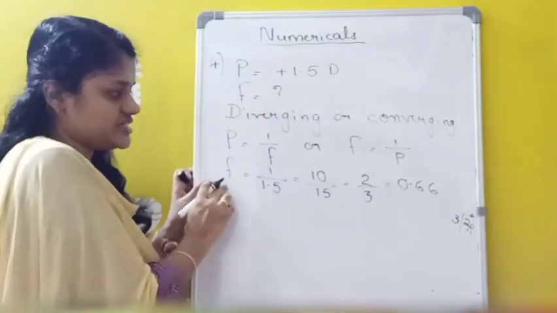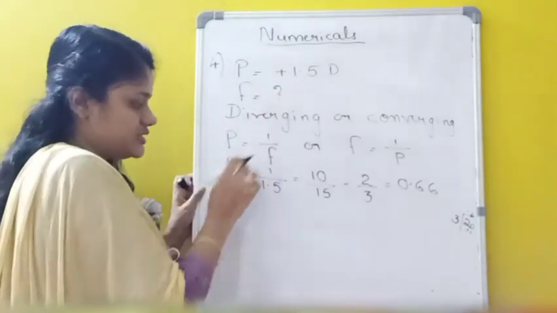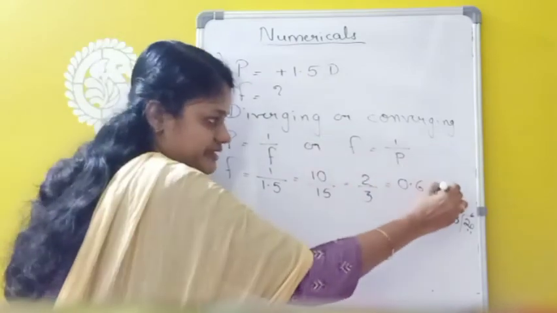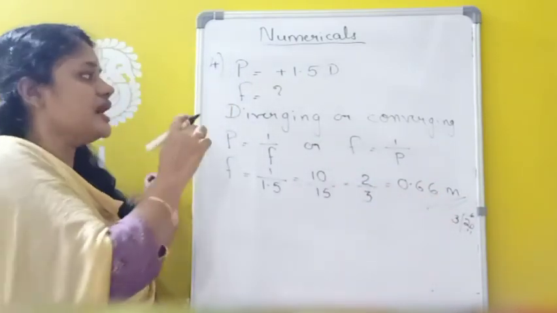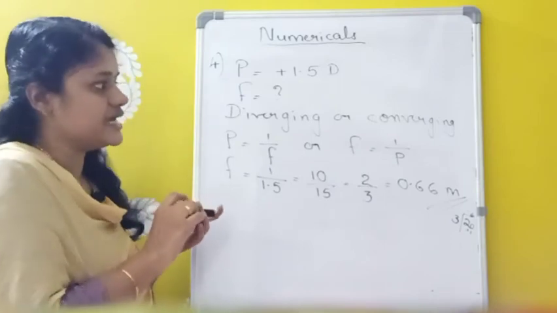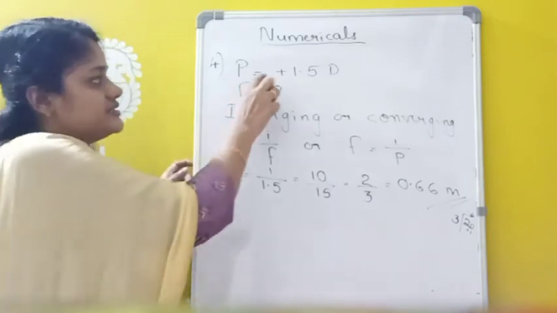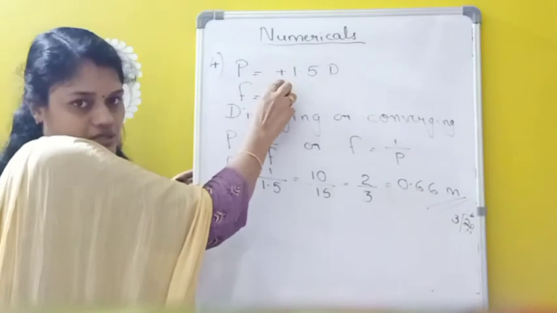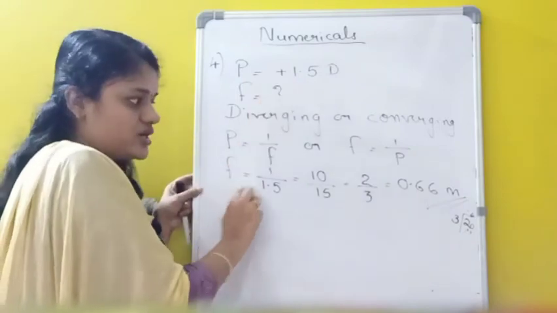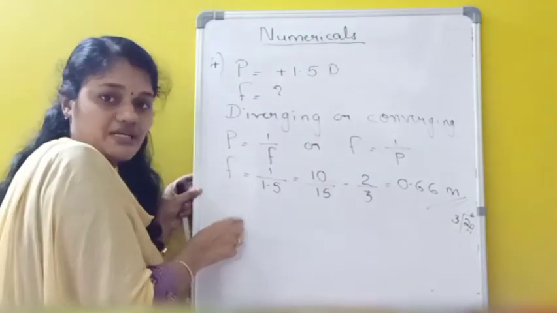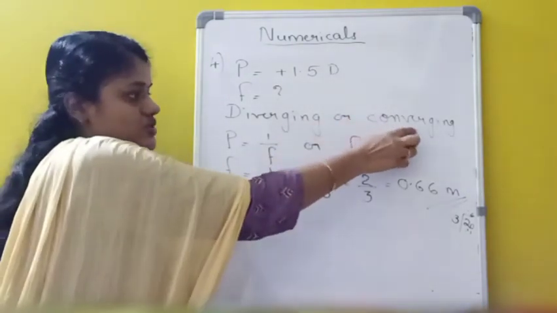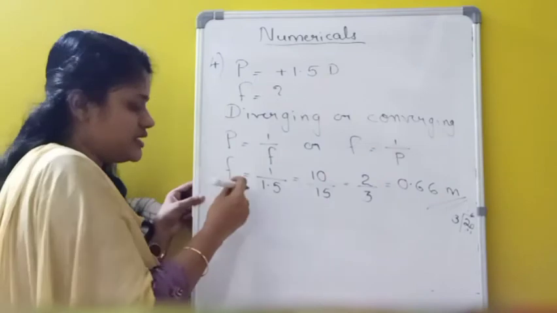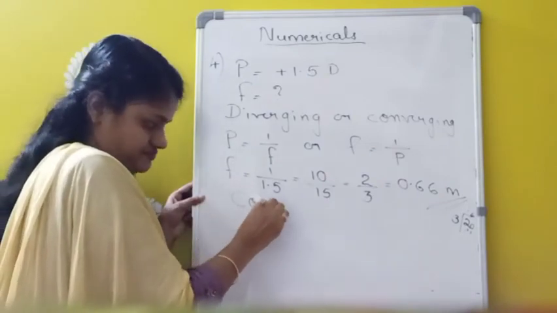So what is the unit here? Whenever power is in diopter, focal length must be in meter. So we will be getting the focal length in meter here. And they are asking whether this lens is diverging or converging. So we can see the sign for this power is plus. Similarly, focal length is also plus. This focal length plus comes for which lens? Convex lens. So convex lens means converging. So the answer is, it is a converging lens.